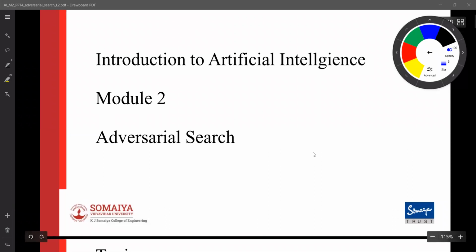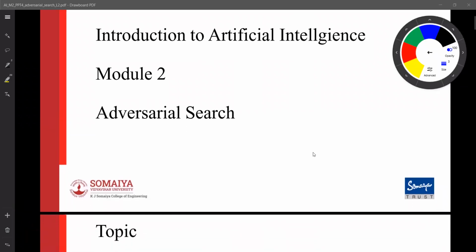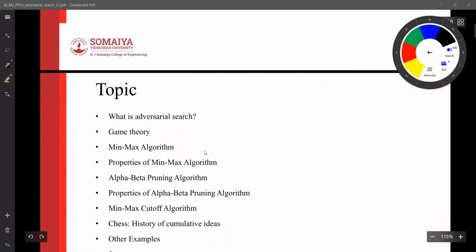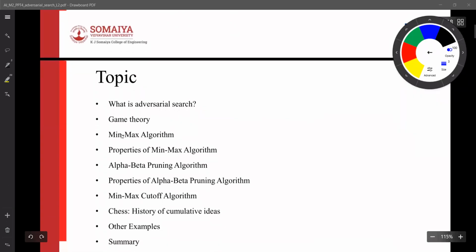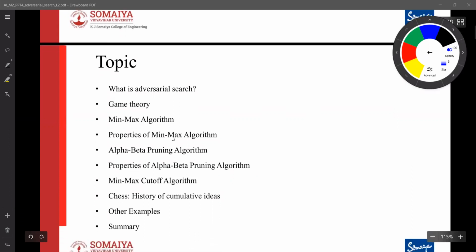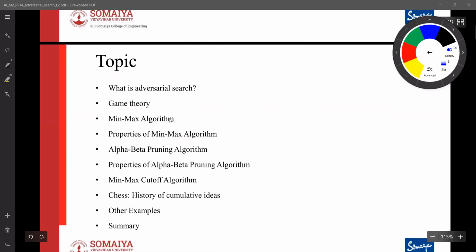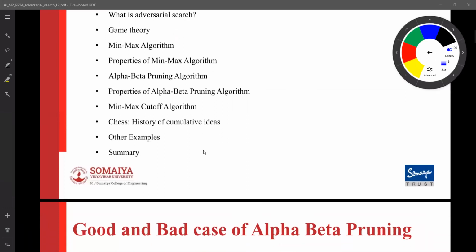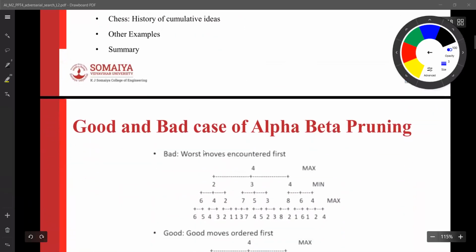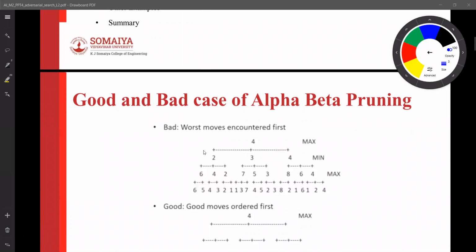In the last lecture, we studied adversarial search. We covered what adversarial search is, game theory, and we also studied the min-max algorithm and alpha-beta, the disadvantage of the min-max algorithm and how to overcome it with the alpha-beta pruning algorithm. Today we go into more detail about the alpha-beta pruning algorithm. We have to think about what the bad cases and the good cases of alpha-beta pruning are.